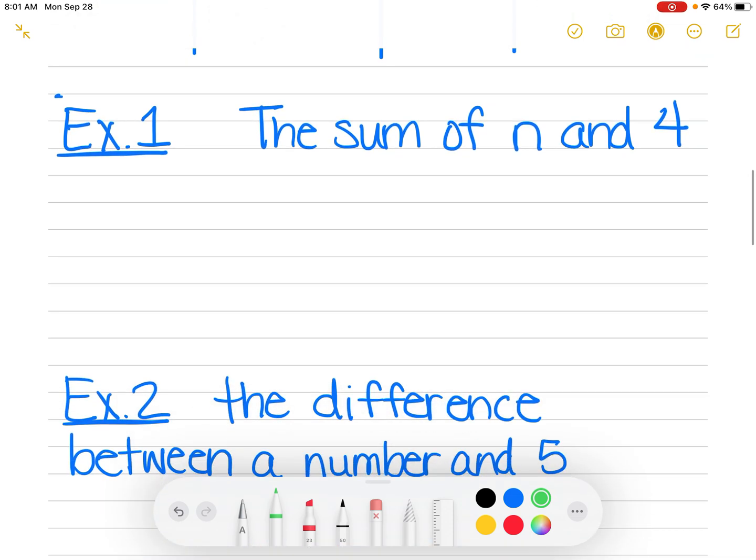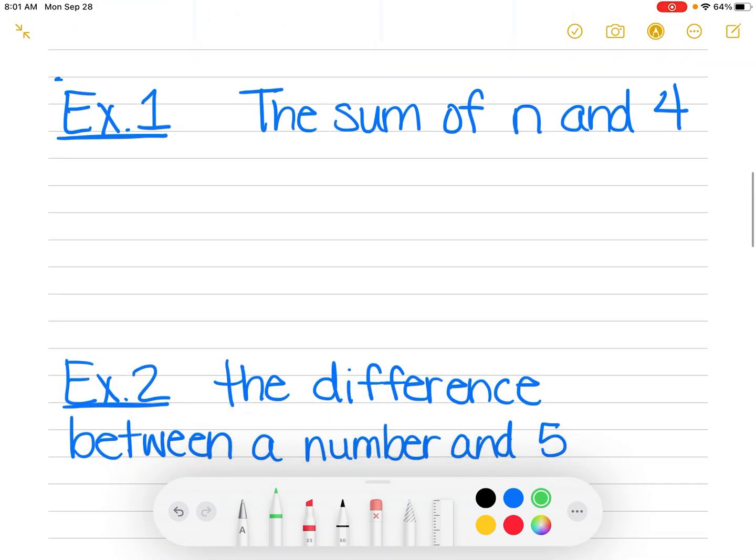Our first example is I want to write the sum of n and 4. So when you have the word sum, we already talked about that. That means plus, right? Okay, so when I do these word expressions, I usually go through the words and actually write them on here, and then I'll write the actual thing down later. So when you have the word sum, difference, product, or quotient, you're always looking for another word, and that's the word and. So when you see the word and, that's where you're going to put your sign.